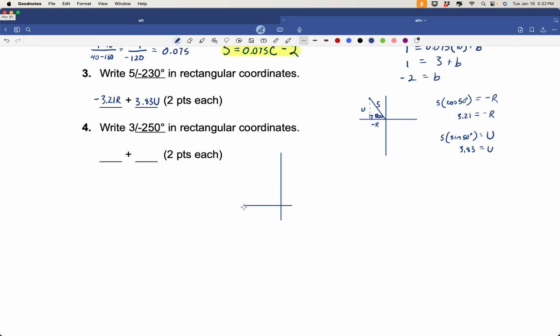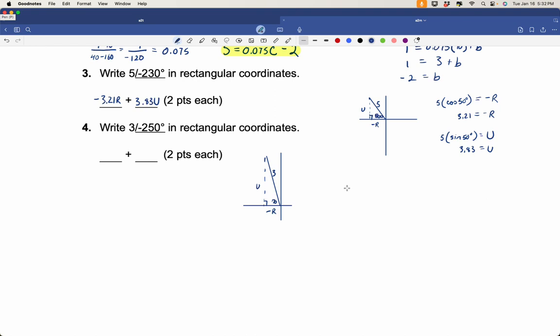So negative 90, negative 180. 250 minus 180 is going to be 70. So it's going to be right in here somewhere. All right, so that's going to be a 70-degree angle right there. So we're going to come straight down. This is still negative r, this is still positive u, and this is a 3 length on the hypotenuse.